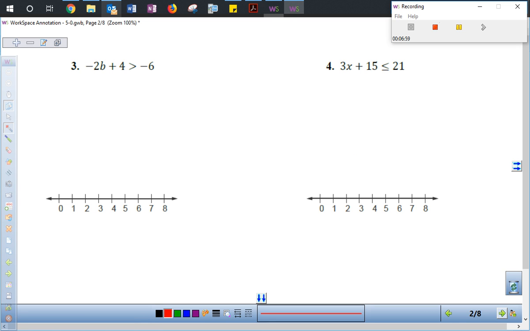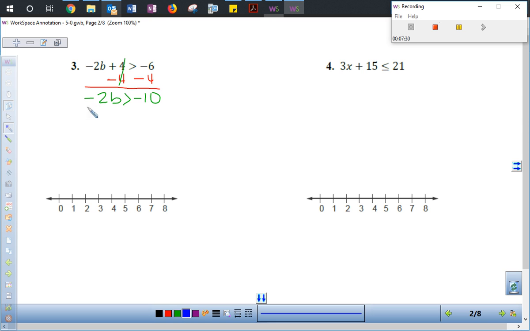Number 3, I have negative 2b plus 4 is greater than negative 6. So again, I want all the variables on the left side, all the constants on to the right. So I'm going to start by solving for b by subtracting 4 from each side. Now on the left side, the 4's cancel out and leave me with negative 2b. I did not multiply or divide by a negative number, so my sign stays the same. And then negative 6 minus 4 is negative 10.